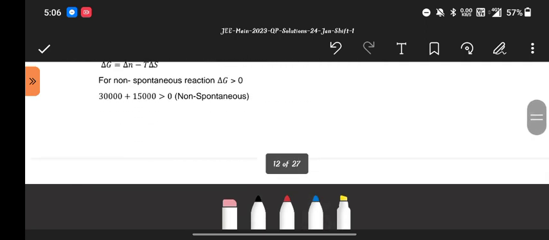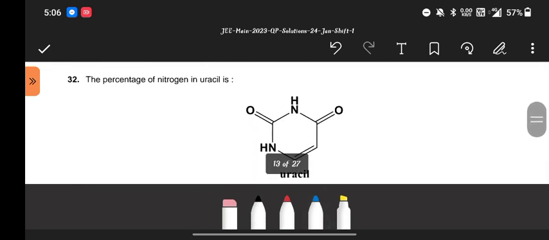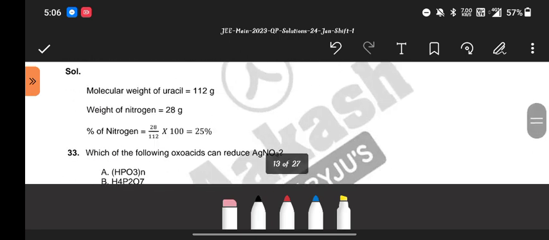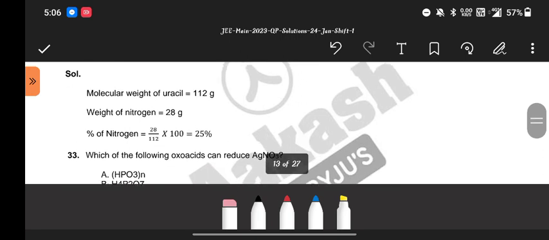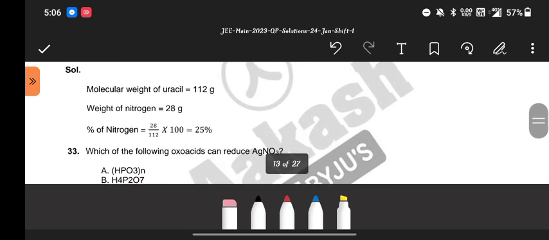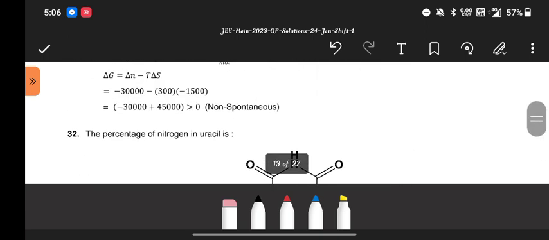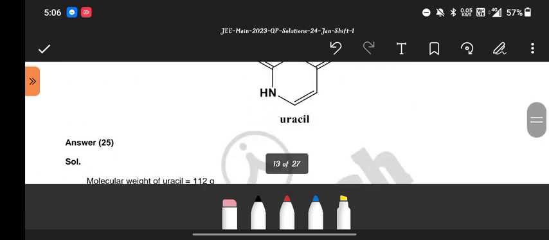Moving on to our next question, that is question number 32. The percentage of nitrogen in uracil: in this uracil, what is the percentage of nitrogen? It is a concept based question and you have to solve it. So the molecular weight of uracil is equal to 112 gram and the weight of nitrogen is equal to 28 gram. Percentage of nitrogen is equal to 28 by 112 into 100, that is equal to 25%. So therefore 25% is the percentage of nitrogen in uracil.